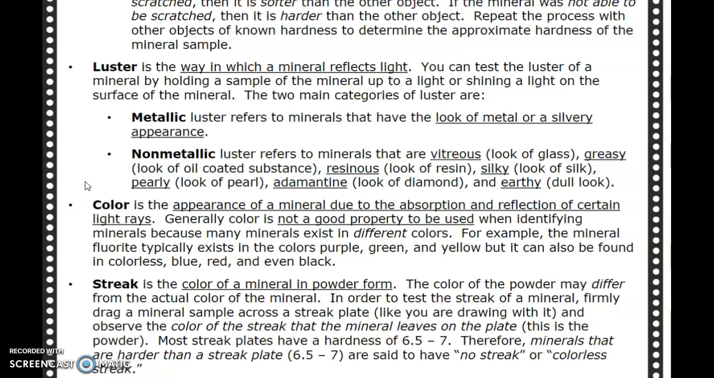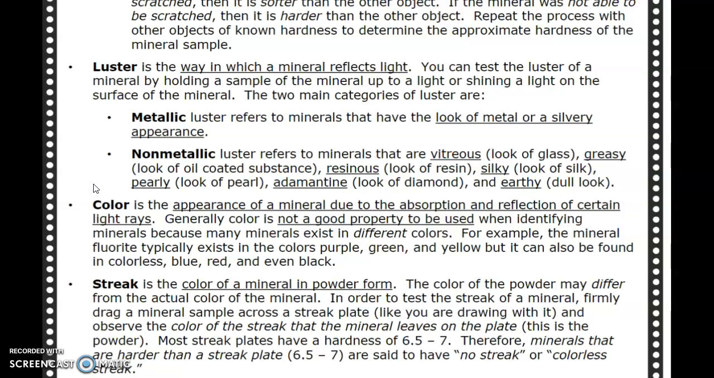Luster. Luster is the way in which a mineral reflects light. You can test the luster of a mineral by holding a sample of the mineral up to a light or shining a light on the surface of the mineral. The two main categories of luster are metallic and non-metallic. Metallic luster refers to minerals that have the look of metal or a silvery appearance.